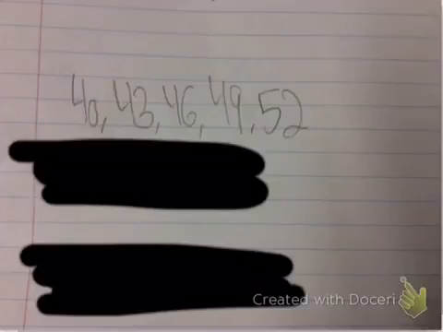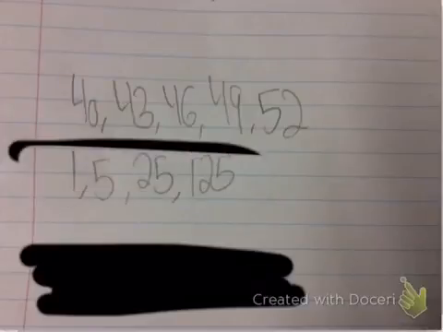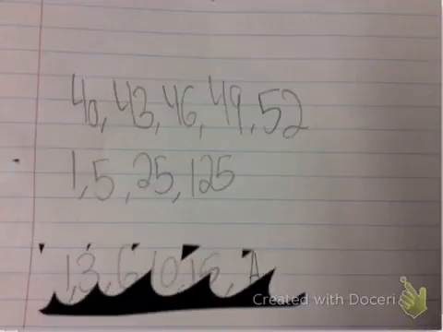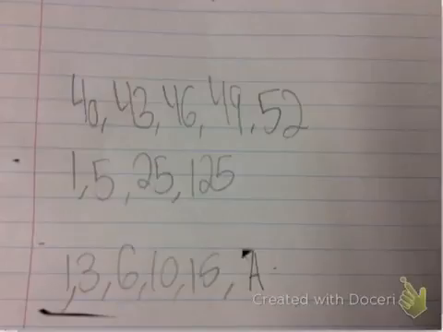The next one, 1, 5, 25, 125. This will be geometric, as it multiplies by 5 each term to get to next term. And lastly, neither, a sequence which doesn't use either of the patterns and goes into its own.